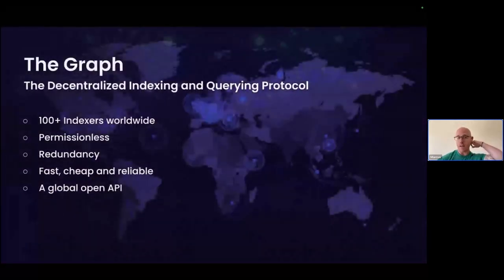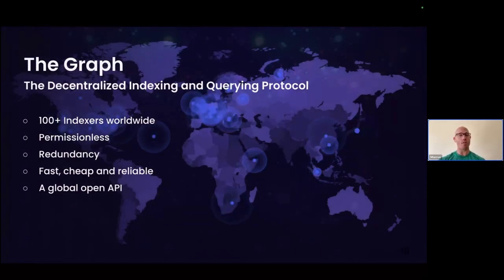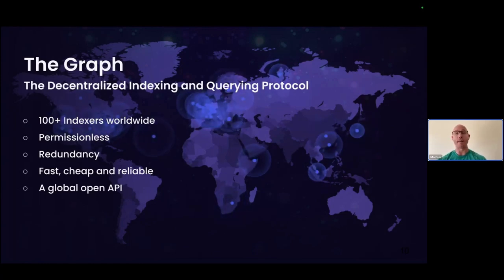So yes, the graph, the decentralized indexing and querying protocol, 100 plus indexers, I think we have 125 right now, essentially their own little companies all over the world competing for your queries. It's permissionless, redundancy. If any of the indexers go down for whatever reason, there's backups. And that's a big thing about the graph, where if there are indexers that are centralized and they go down, well, there's no backups. And that's a problem if you want to have reliability in your decentralized application.